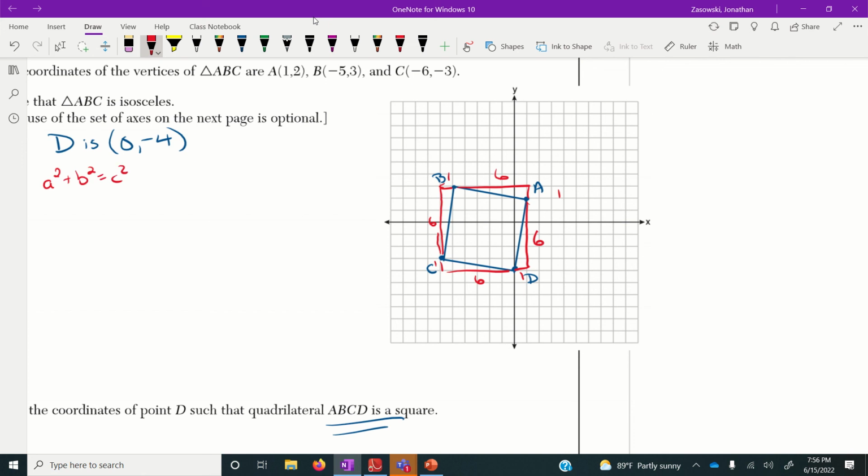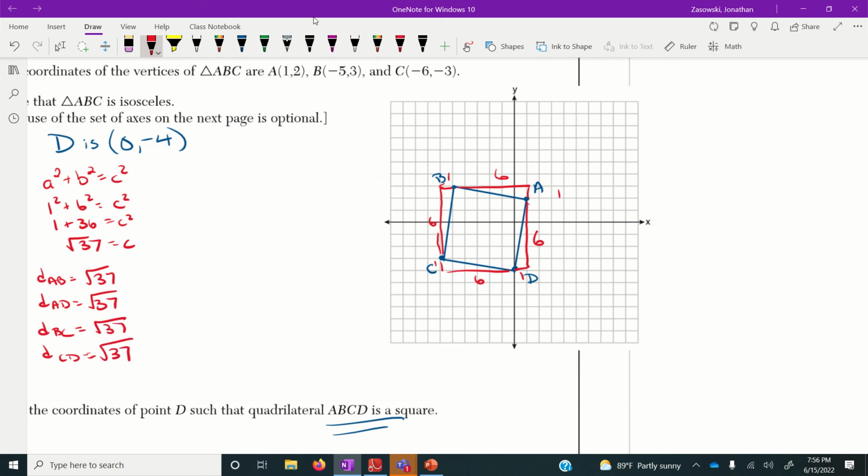But I still want to say, when I'm done, the distance of AB is. The distance of AD is. The distance of BC is. And the distance of CD is. I still want to tell you what it is when I'm done, okay? So that's important. So 1 squared plus 6 squared is equal to C squared. This is 1 plus 36, which is 37. And so the square root of 37 is equal to C. And so I'm going to put the square root of 37 after all of these little distances that I wrote down. Or if you wanted to say all sides have a length of √37, that's also okay.